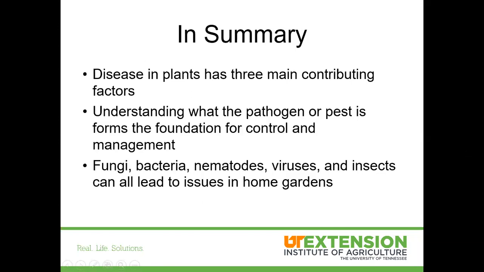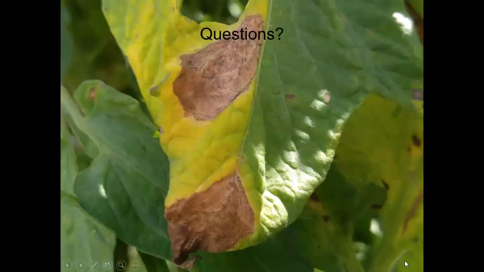So basically, in summary, when you're looking at plant disease, you have the 3 contributing factors. You have a susceptible host, you have the pathogen, and you have the right environment for them. Once you have those 3 things, you can have a disease form. So understanding what that pathogen or pest is will form your foundation for control and management. So the fungi, bacteria, nematodes, viruses, and insects can all lead to issues in our home gardens. So again, it's important to identify what you've got.